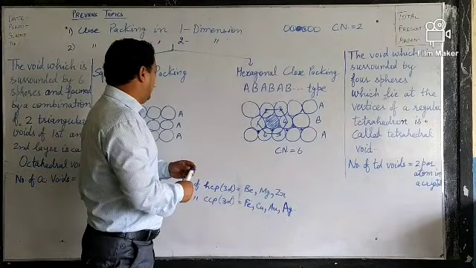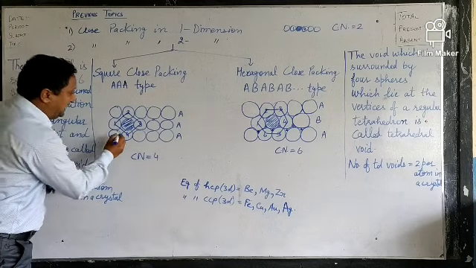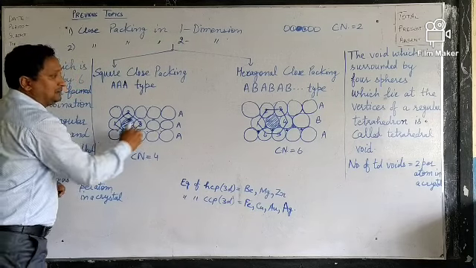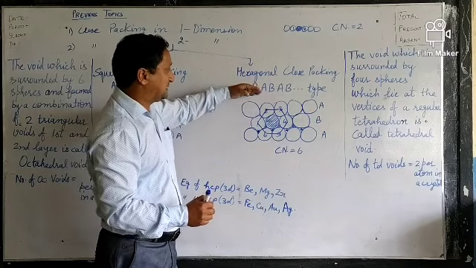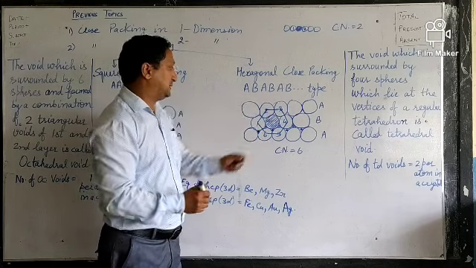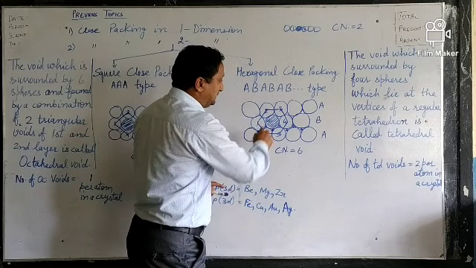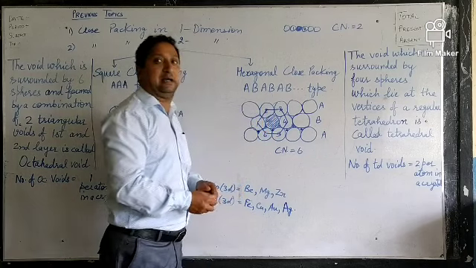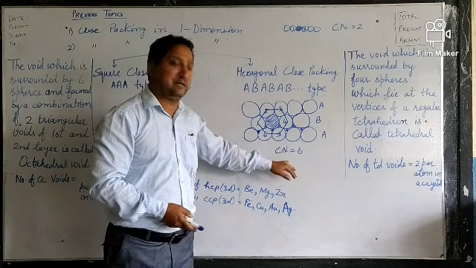Now, the first row is this, and the second row I can place here also. If I place the circles here, the arrangement would be just like this. Then again I place the spheres, and the arrangement would be like this. In this case, if I darken one circle, 6 spheres are in direct contact with it: 1, 2, 3, 4, 5, 6. So its coordination number is 6.